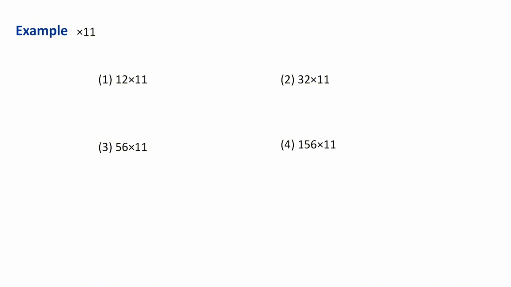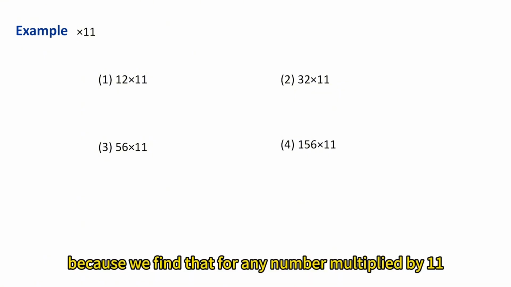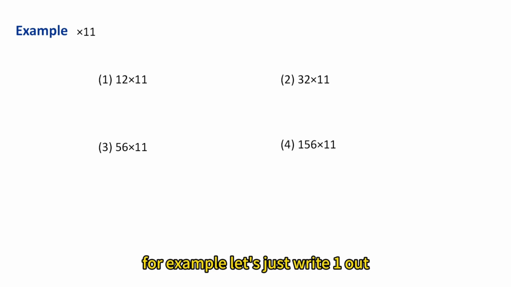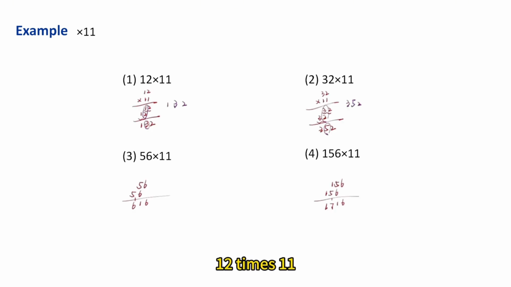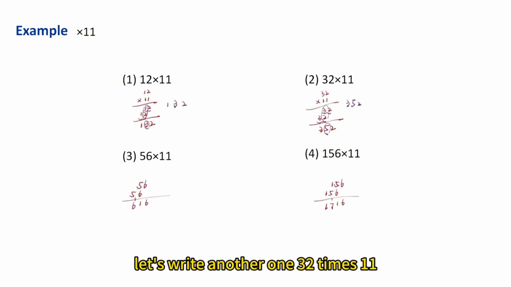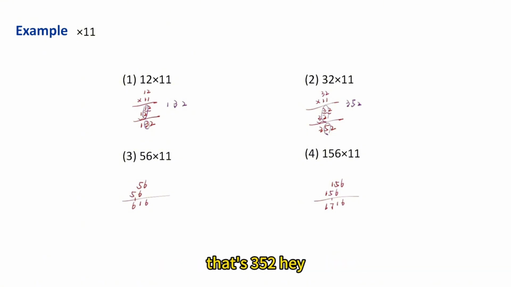Multiplying by 11. How is that easy to calculate? Because we find that for any number multiplied by 11, for example, let's just write one out. 12 times 11. That's 132. Let's write another one. 32 times 11. That's 352. Hey, have you discovered a pattern?